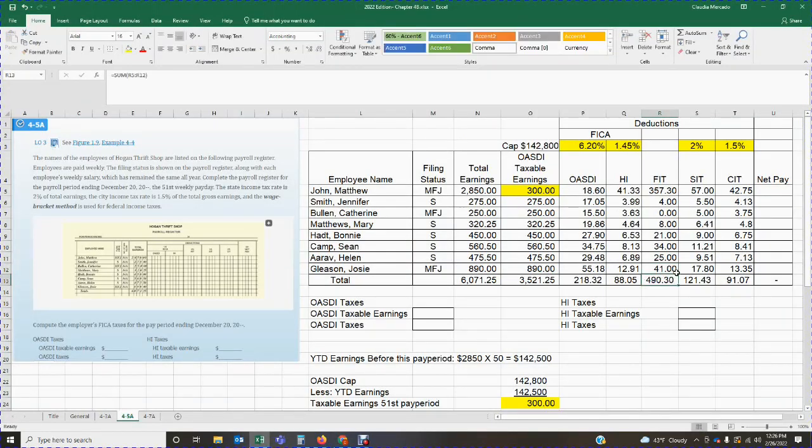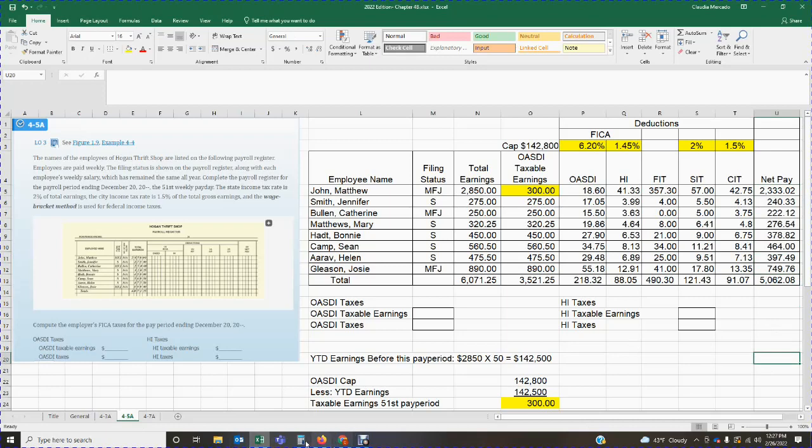So we've got all of our taxes computed. Now I can get my net pay. How are we going to get our net pay? We're going to do an equals. I'm going to get my total earnings minus my OASDI tax, minus my HI tax, minus my federal income tax, minus my state income tax, minus my city income tax. And that gives me $2,333.02. Once I have that formula entered, I just run it down.